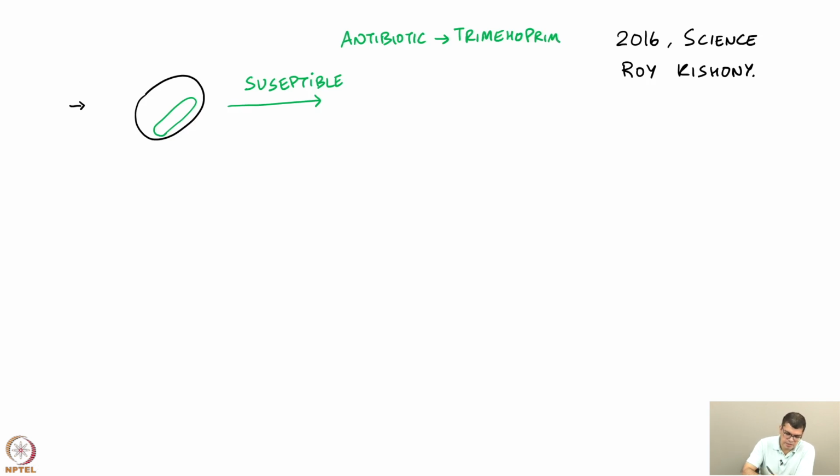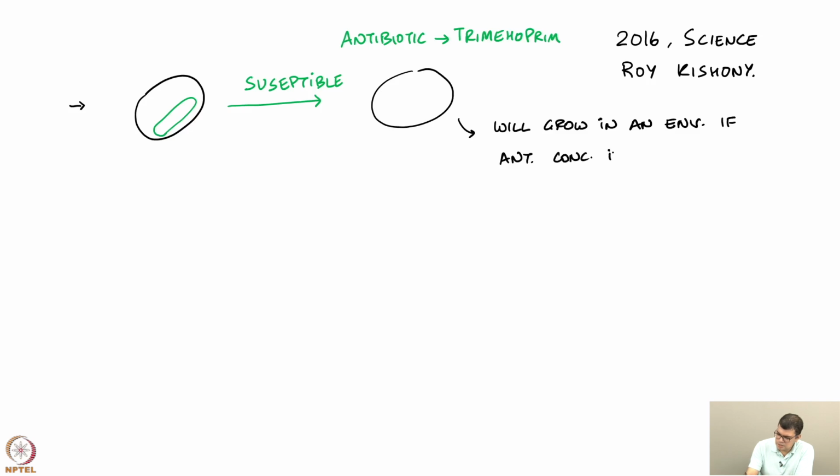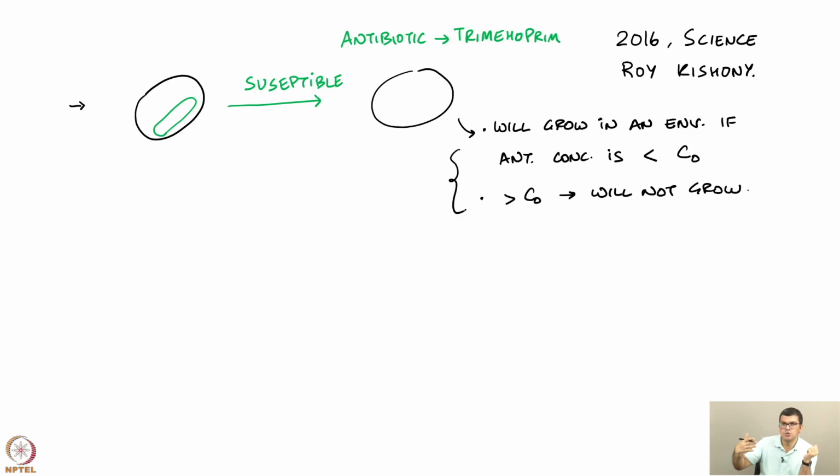What that means is that there is a concentration of antibiotic, such that this bacteria will grow in an environment if the antibiotic concentration is less than C naught. If the environment has a concentration greater than C naught, then this bacteria will not grow. This concentration, below which growth happens and above which growth does not happen, is called the minimum inhibitory concentration of an antibiotic against a particular strain.